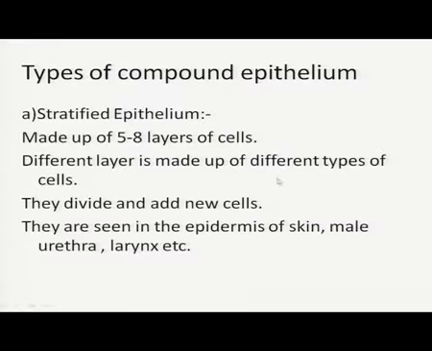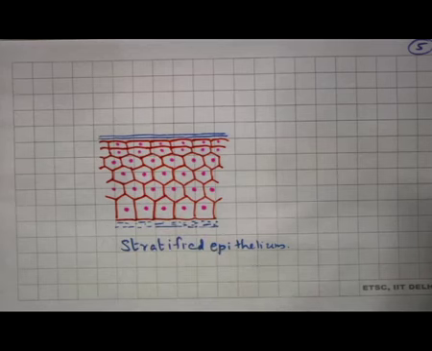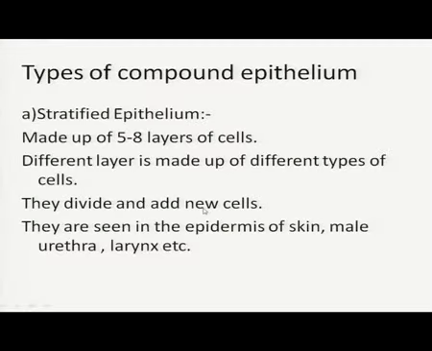And when you observe the different layers of these cells, you can see that they are also of different types. Different types of cells you can see here. They divide and add new and new cells to the topmost parts. They are seen in the epidermis of the skin, and urethra, and in the larynx.